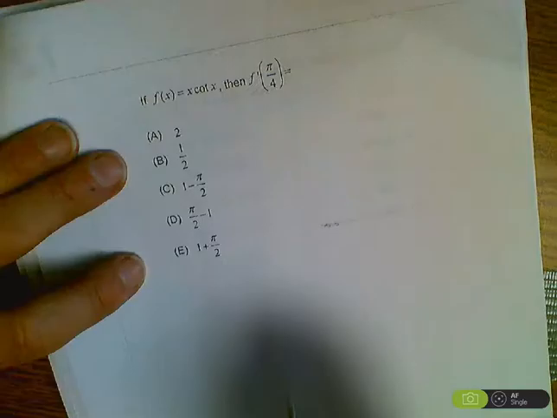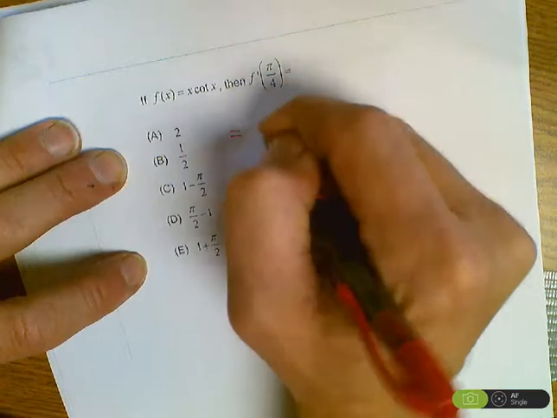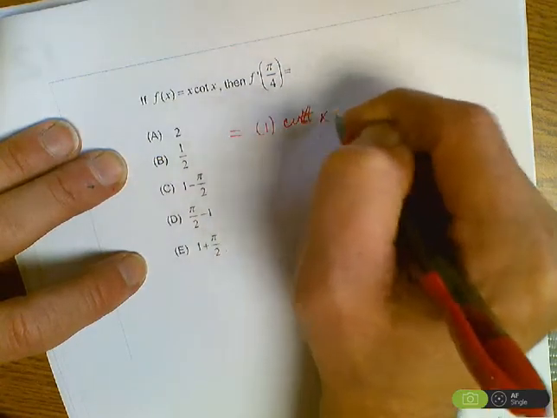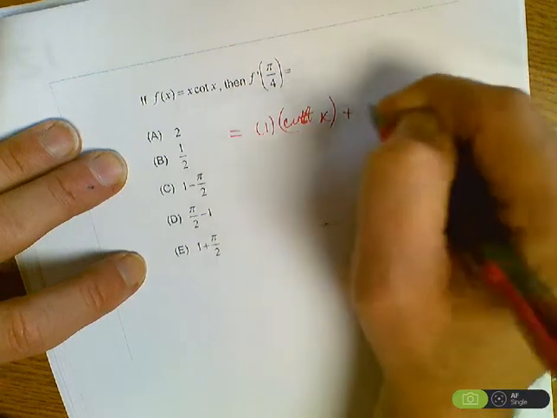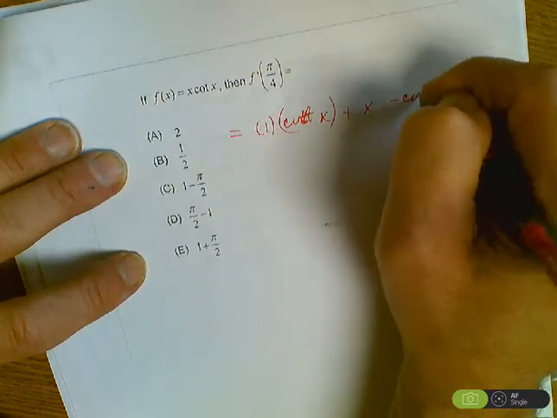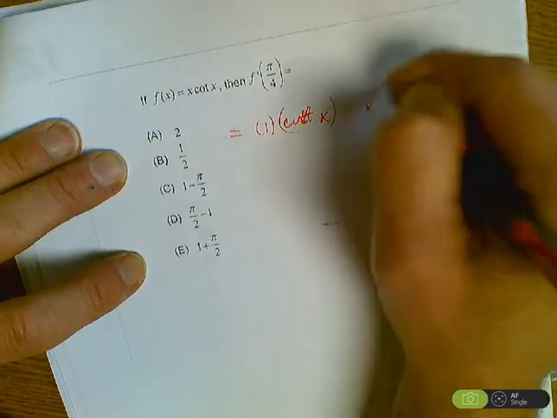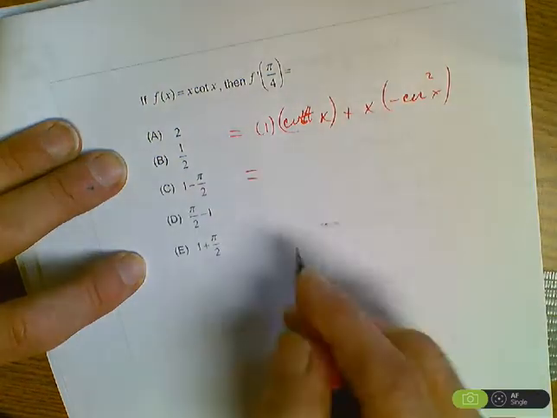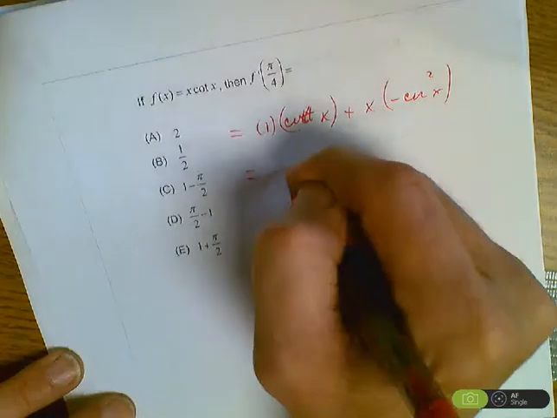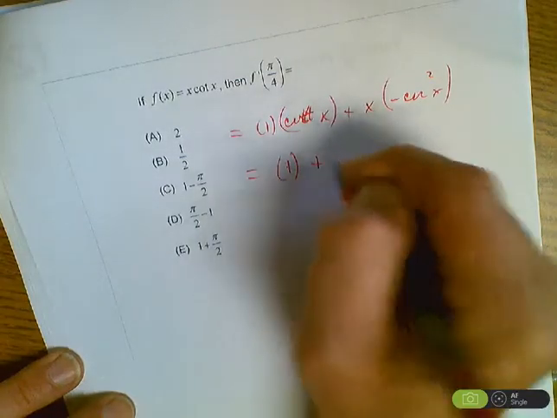Product rule. Let's do it. Okay. Derivative of x, 1, times cotangent of x, plus x times the derivative of cotangent, which is negative cosecant squared of x. Plug in pi over 4. Cotangent of pi over 4, where is it on the unit circle? Right there. Value of 1. Got it. 1 times 1 plus what?